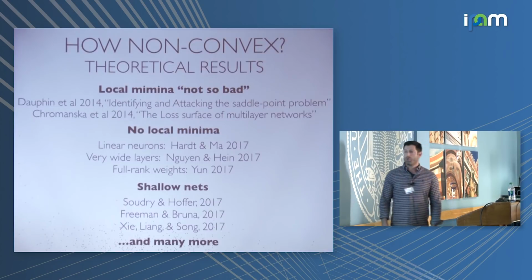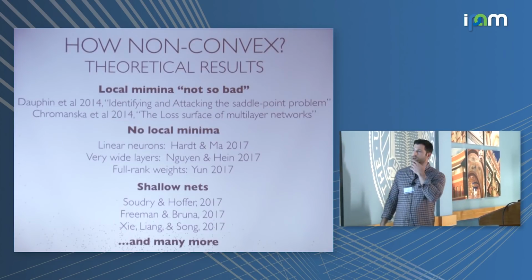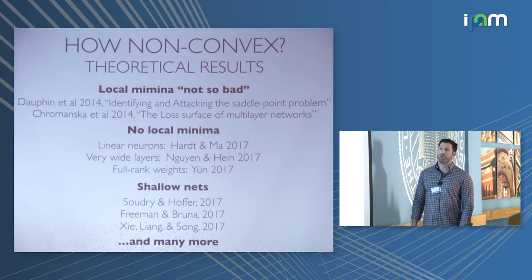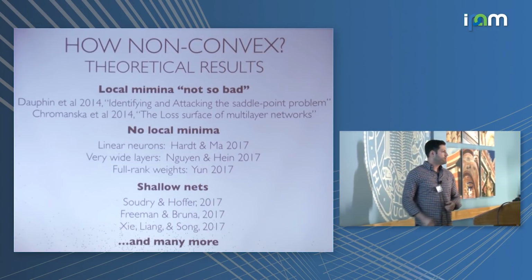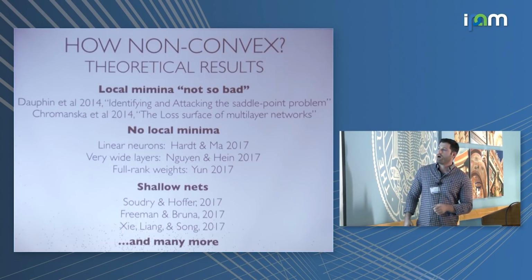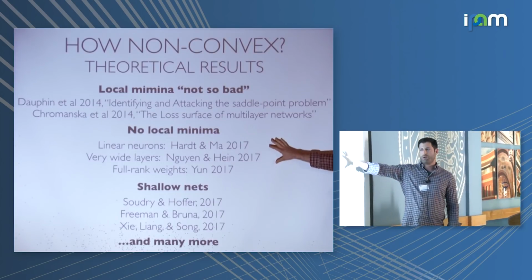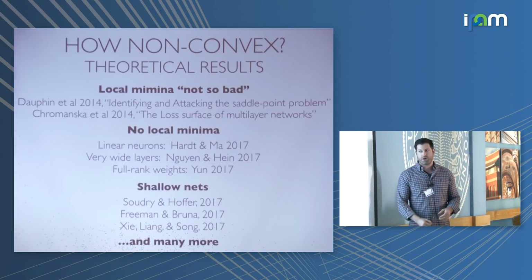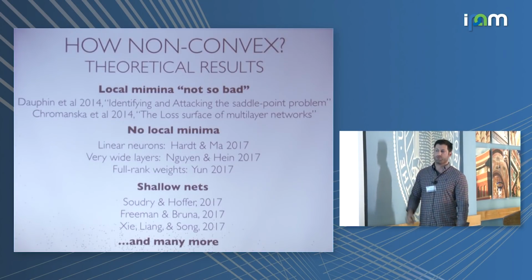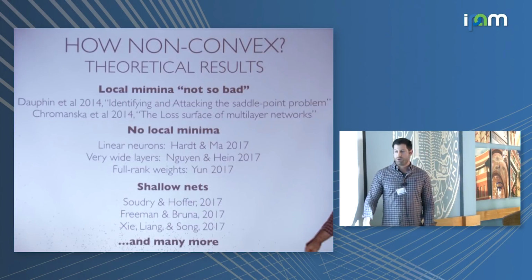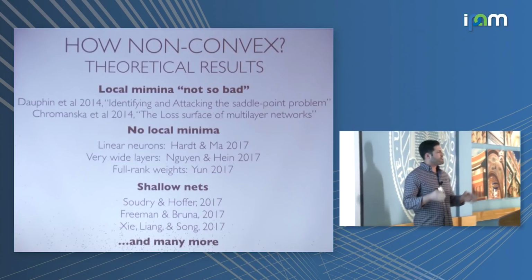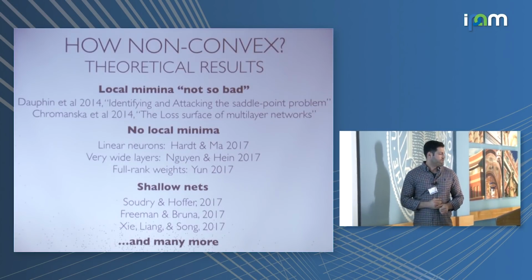There's been a lot of theoretical work on this. And I'll just mention categories of results that people have been able to prove. So there are theoretical results that say that local minima are not so bad. So if you get a local minimum, it's not too far in objective value from a global minimizer. There are results that show there are no local minimizers under various assumptions. For example, if your neurons are linear, so there's no nonlinearity, or you have certain very wide layers or full rank structure in the weights. And there's also a variety of results that show that you won't have local minima for certain types of shallow nets, so neural nets with one hidden layer, for example.